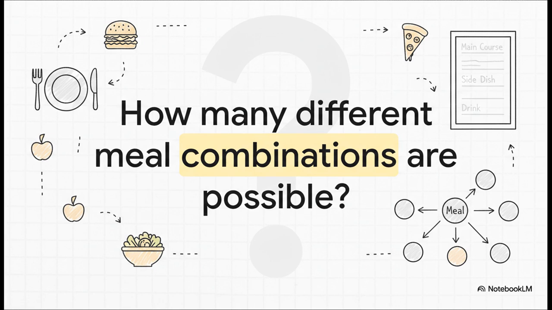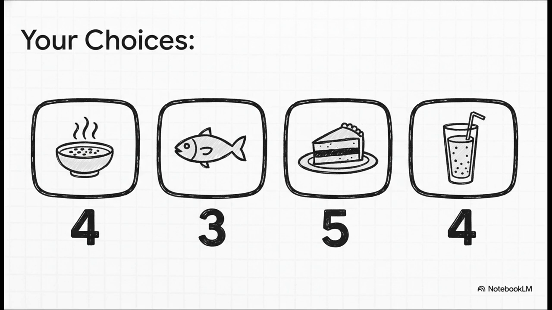Picture this. You're at the cafeteria, you're hungry, and you're staring up at the menu. You ever wonder just how many different meal combinations are actually possible? It seems like a lot, and counting them one by one would be a nightmare. But there's a shortcut. Okay, here are your options for today. You've got 4 soups, 3 fish menus, 5 desserts, and 4 different drinks.